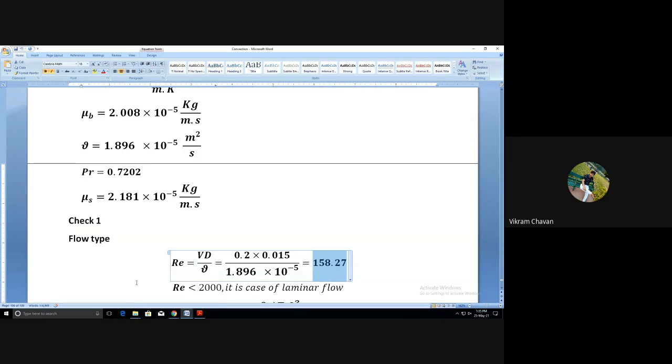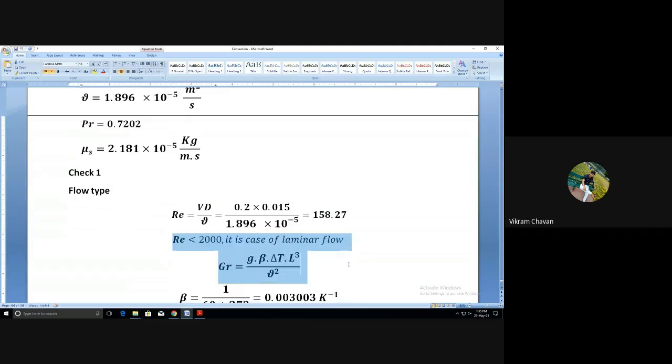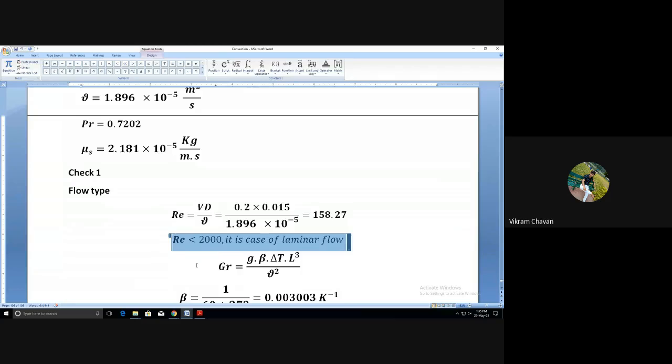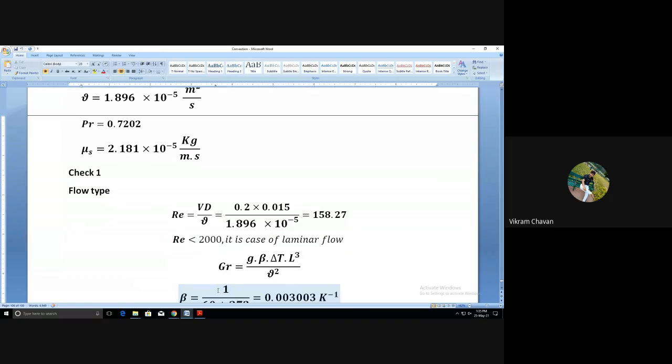This Reynolds number value is lesser than 2000, so we can say that the flow is laminar. So the Reynolds number provides you the flow type. The second thing is to check whether the convection type is natural convection, forced convection, or a combination of natural and forced convection. For that we require two values. The first is the Reynolds number, and the second is the Grashof number, which we need to calculate.